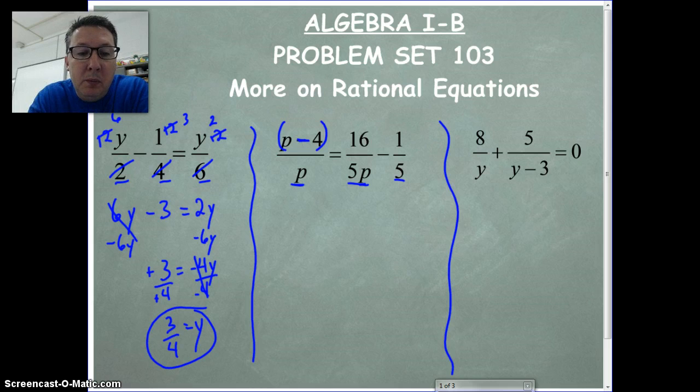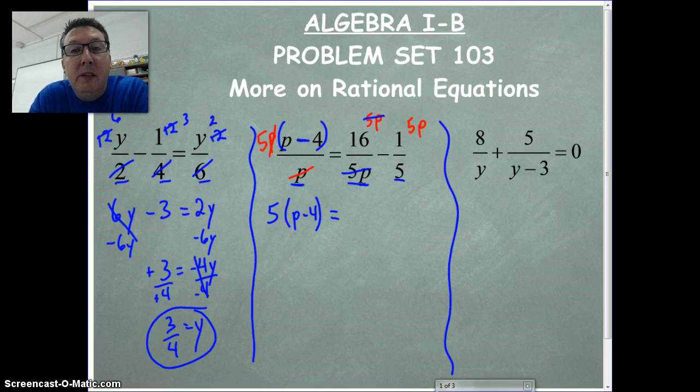So I'm going to multiply every term, both sides of the equation, by 5p. Doing that allows me to cancel the fractions. On the first one, this p cancels, so I have 5 times p minus 4 equals. Second fraction, 5p cancels out completely, which is good, leaves me 16. Minus 5 goes into 5p 5 times, cancels the 5, and I have 1 times p, which is p. Now it's real important that this p minus 4 back here stays in parentheses and we wait to distribute until we write it all out.